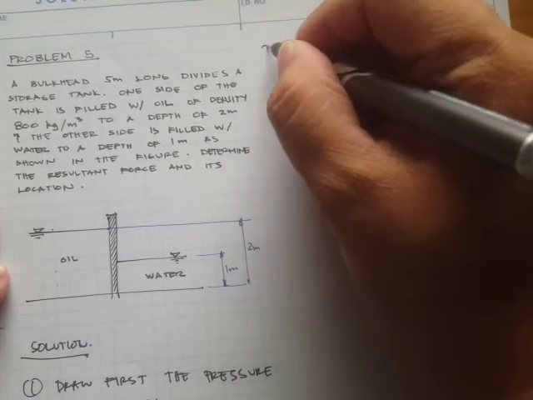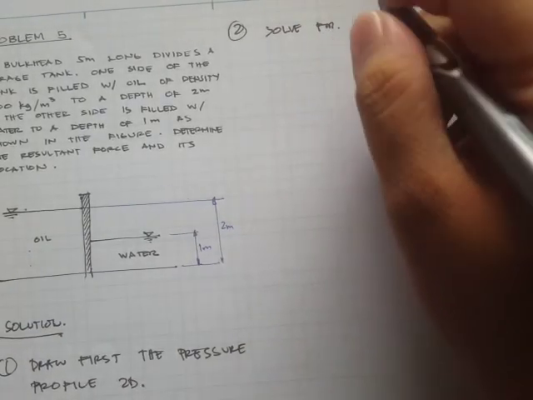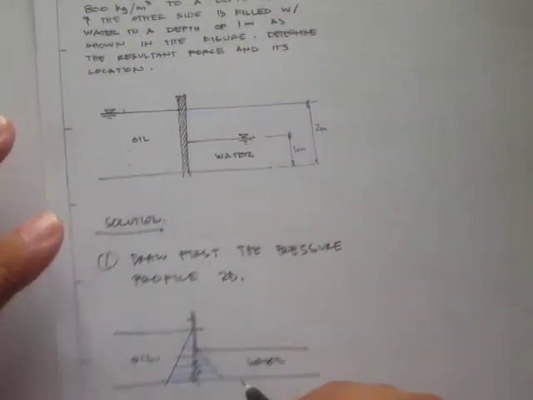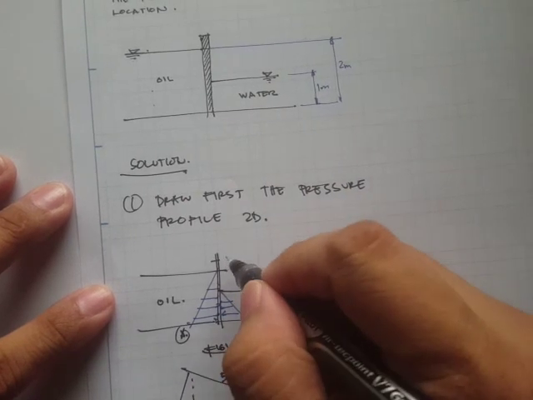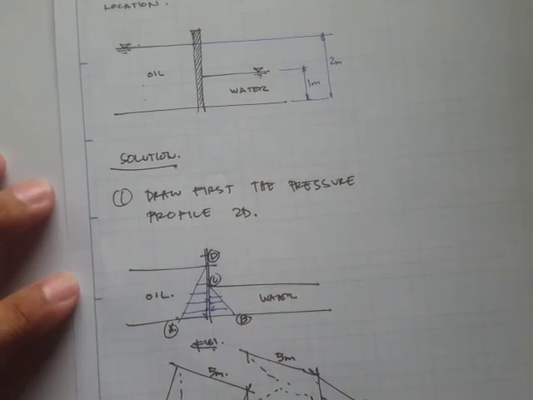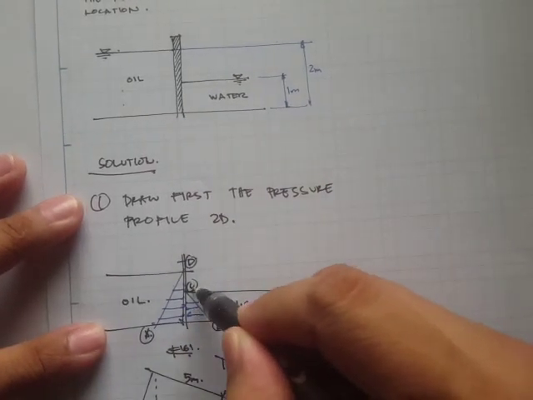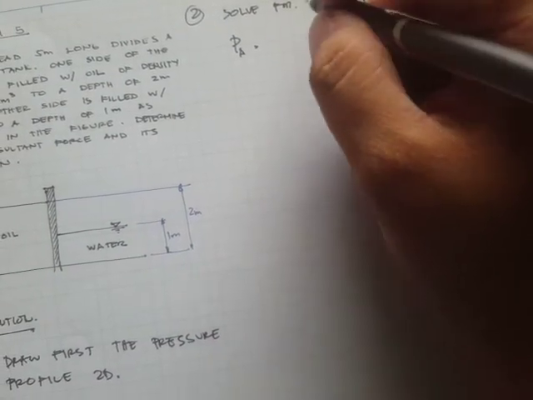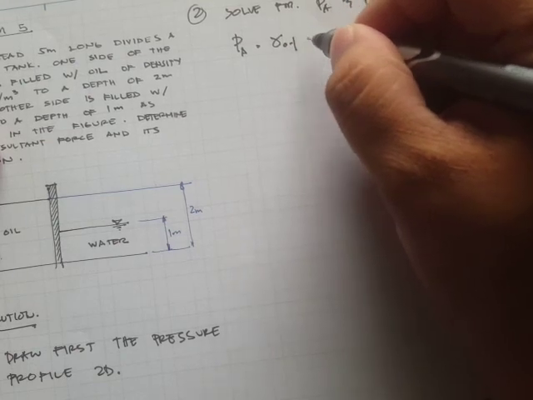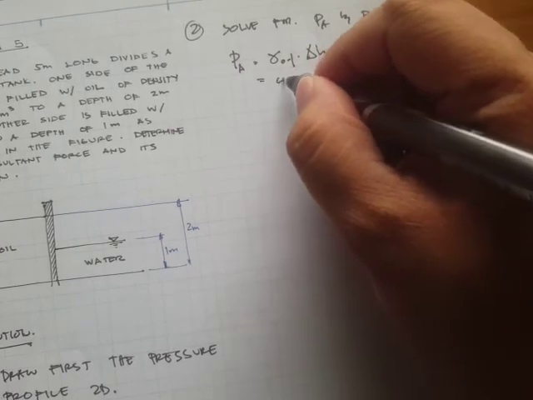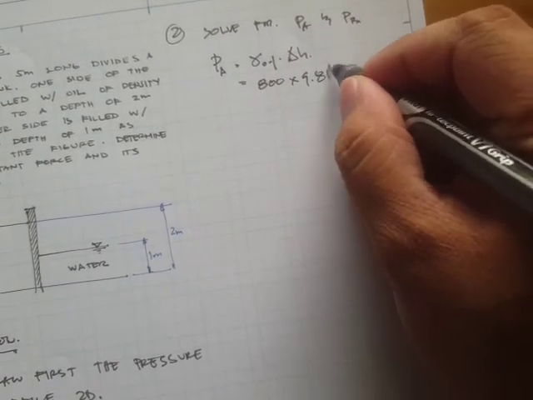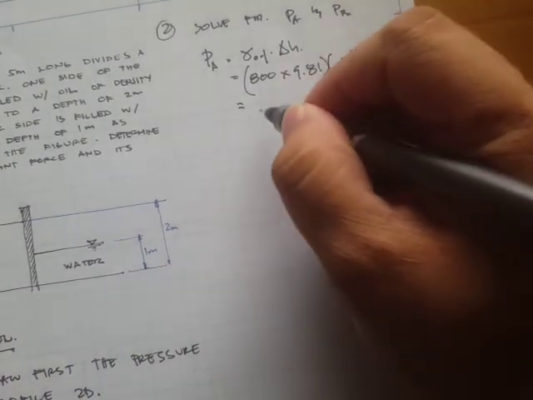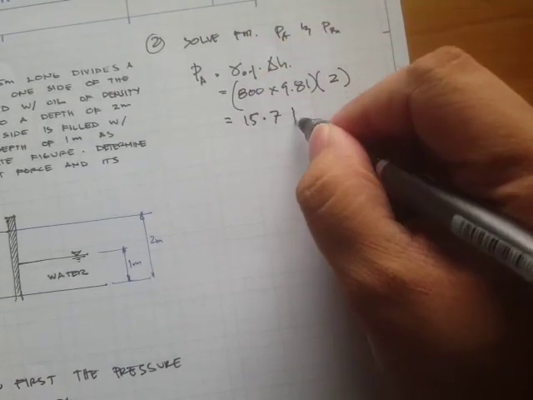Okay, so solve for PA and PB. This is our A, this is our B, and let's say this is our point C and point D. So this C is 0 with respect to B, and this D is 0 with respect to A. So PA is simply the unit weight of oil times the delta H. The unit weight of oil is 800 times g, 9.81, times the delta H of 2 meters. And that's 15.7 kPa.